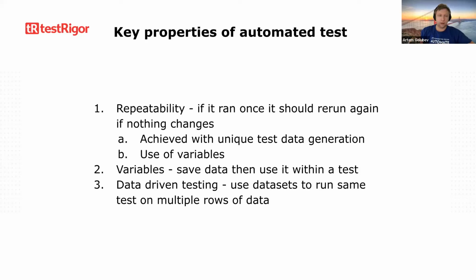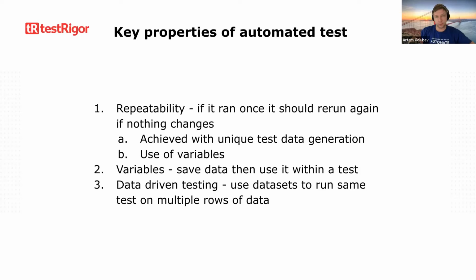However, automation is far more specific. You need to be explicit about things, and you need to be explicit to a point that your steps, which you specify in your automation, must be executable literally exactly as written. And the number one property is repeatability.